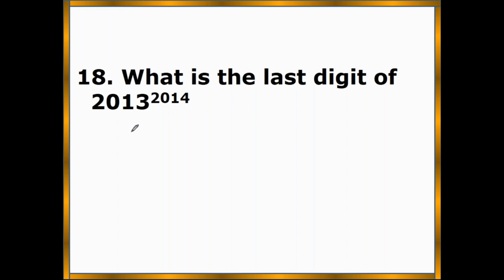So 2013 whole power 2014 depends on 2013 multiplied by itself 2014 times. So it depends on 3 power 2014. Whenever the base is 3, what is step number 1? The power is divided by 4. Whenever the power is divided by 4, we have to focus on the last 2 digits. 14 by 4, 4 3s are 12. The remainder is 2. Whenever the remainder is 2, the whole power 2014 is replaced with the remainder 2. So 3 power 2 means how much? 9 is the correct answer.